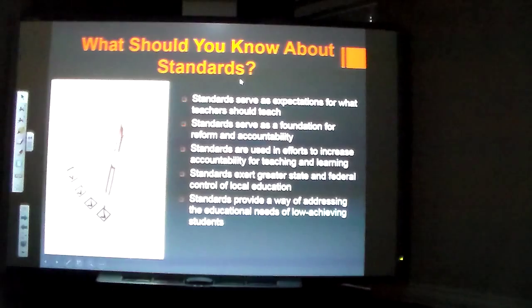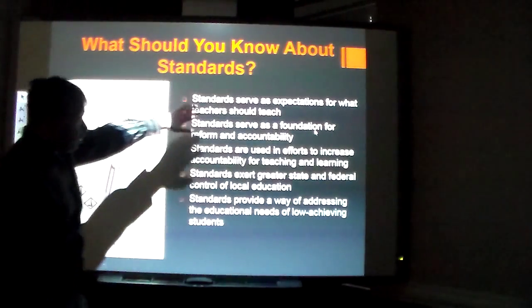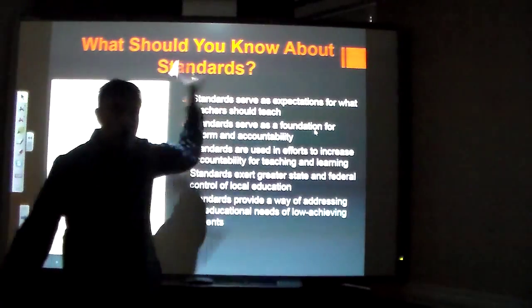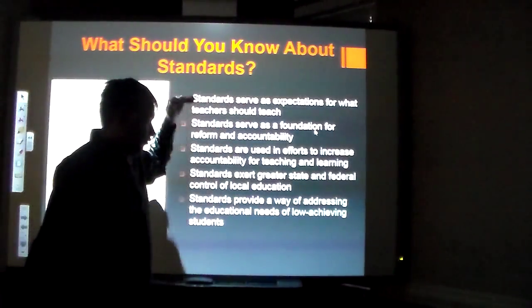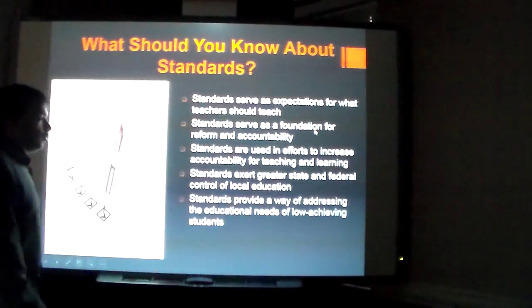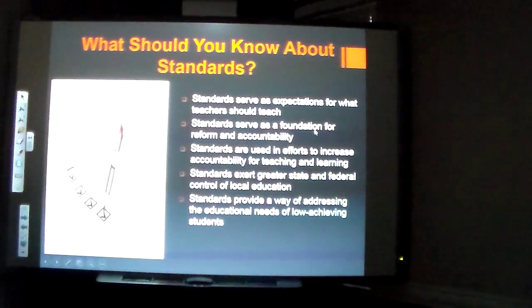So, if you know anything about standards, this is what you need to know. Standards are expectations for what teachers should teach. They should be a foundation for reform and accountability. If kids can't meet a standard, you use that and you change instruction so that they can. It's a foundation. They need to increase accountability. They give greater state and federal control of local education.